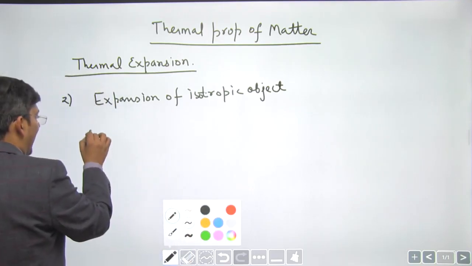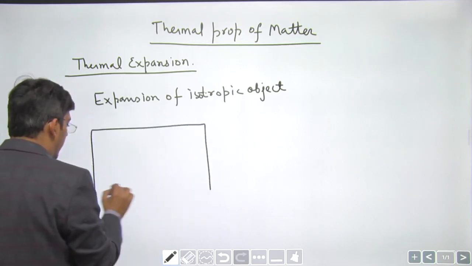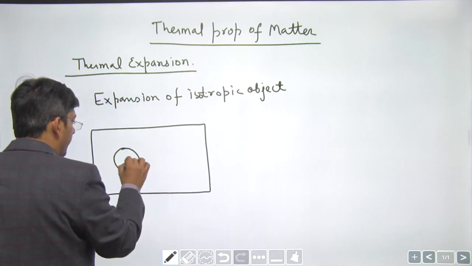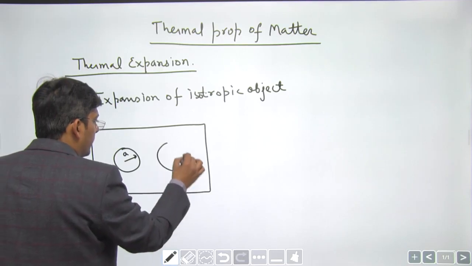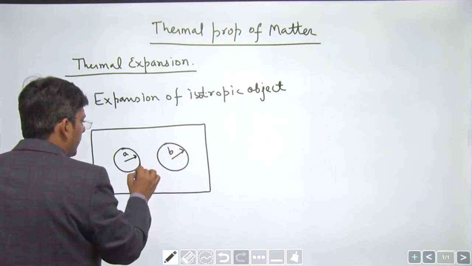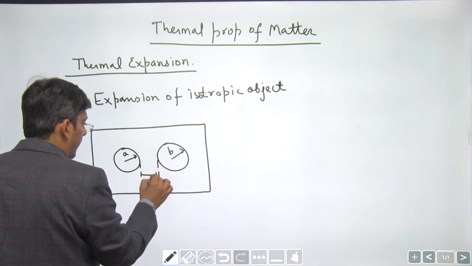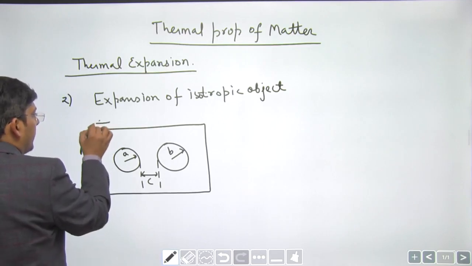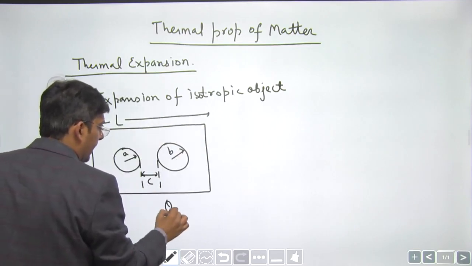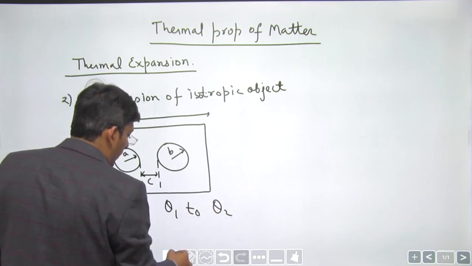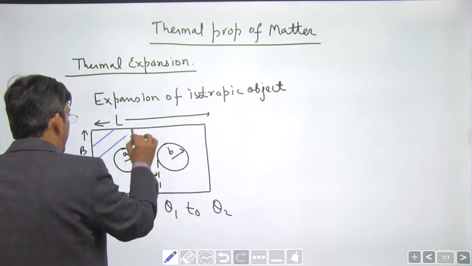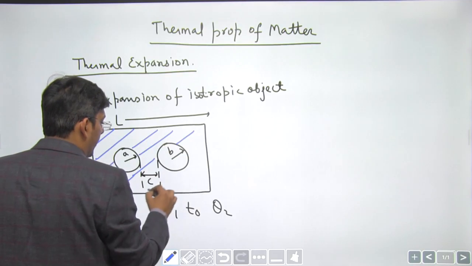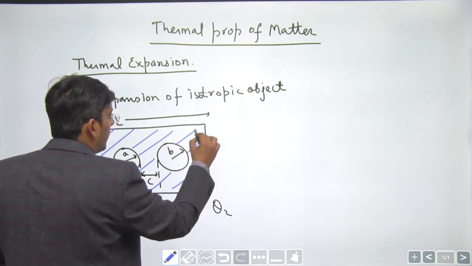Now suppose you have a plate, a metallic plate with two holes drilled into it. One hole has a radius A, the other hole has a radius B. The distance between these holes is C, the width being B, length being L. If you heat this metallic plate from theta1 to say theta2, this is whole metal and two holes of radius A and B are drilled into the metallic plate. So what happens in this case, dear students?